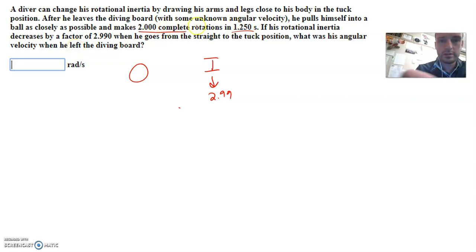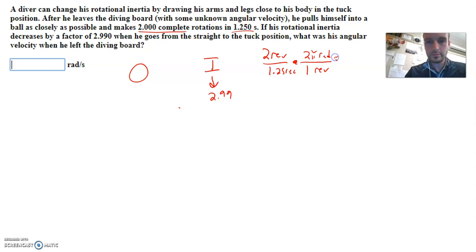So this information right here, we have 2 revolutions in 1.25 seconds. That's like the peak fast spin speed after he tucked, and that's going to give us, well, actually, hold on, let's change that to radians per second. So we're in omega land here. We have revs on the bottom, radians on the top, and it's going to be 2 times 2 pi, if we multiply all the numerators together, divided by 1.25, and that's going to be 10.05 radians per second. So that's our omega final, if we call that the omega after the tuck.